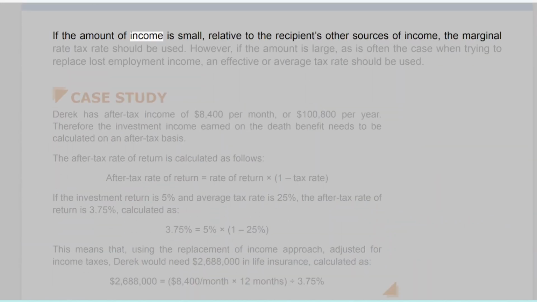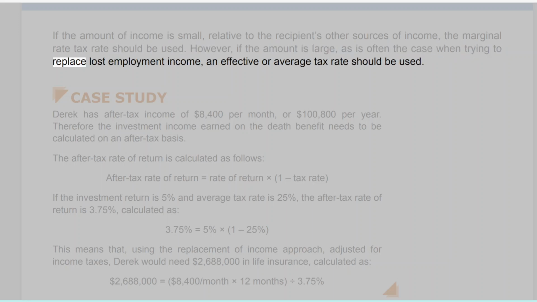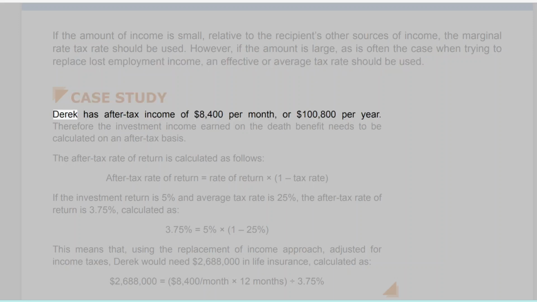If the amount of income is small, relative to the recipient's other sources of income, the marginal tax rate should be used. However, if the amount is large, as is often the case when trying to replace lost employment income, an effective or average tax rate should be used. Case Study. Derek has after-tax income of $8,400 per month, or $100,800 per year. Therefore, the investment income earned on the death benefit needs to be calculated on an after-tax basis.